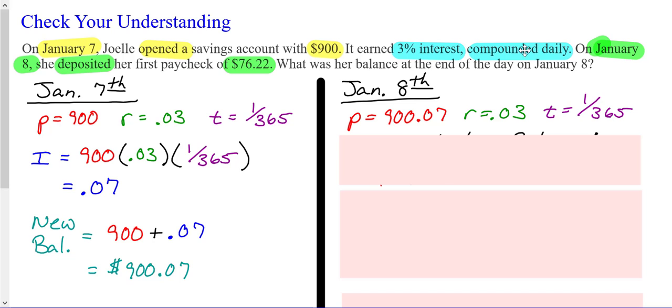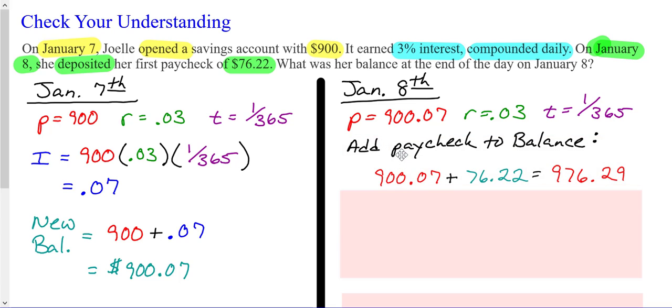Now, in this one, on January 8th, she deposited a paycheck. So we need to adjust our balance by adding in our deposit. And that gives us a new balance of $976.29. There are no withdrawals, so that is going to be our balance at the end of the day.